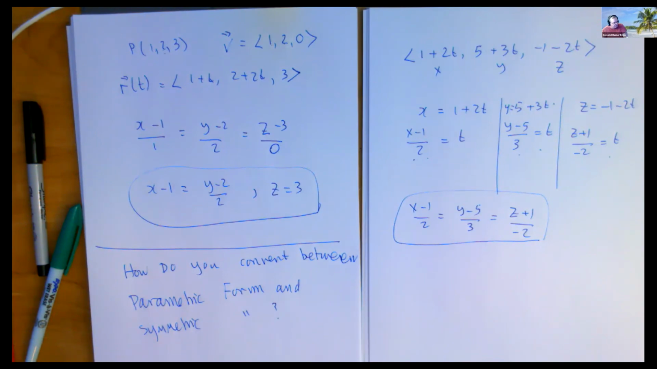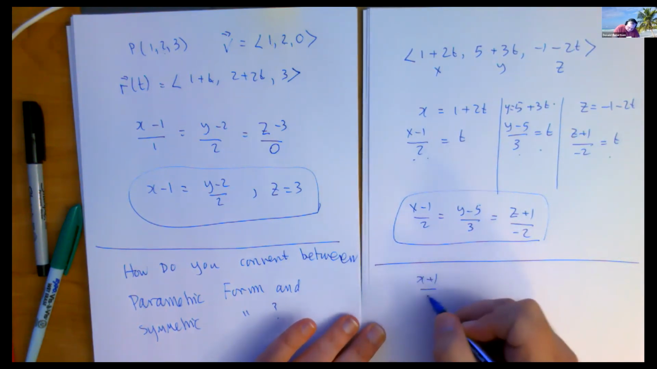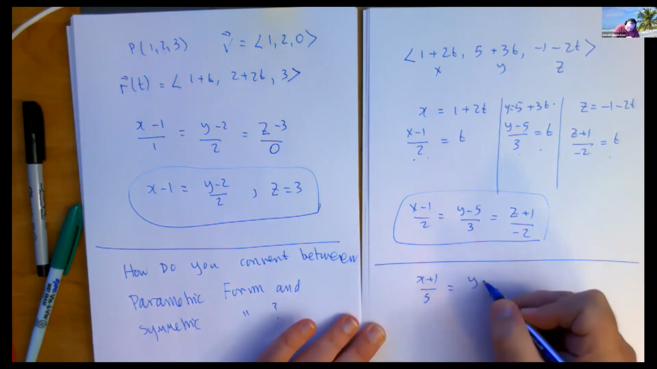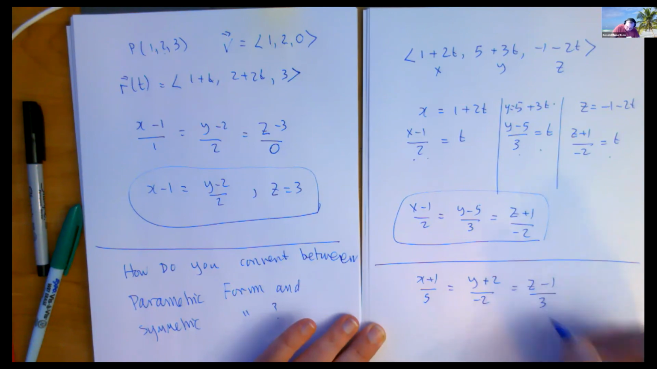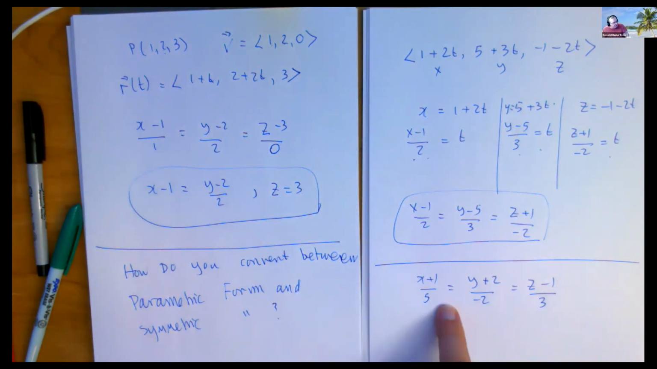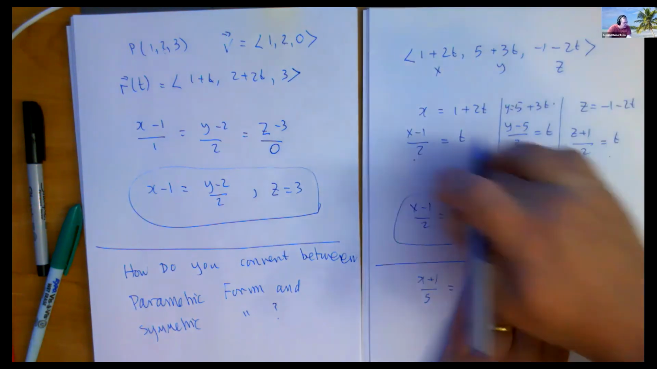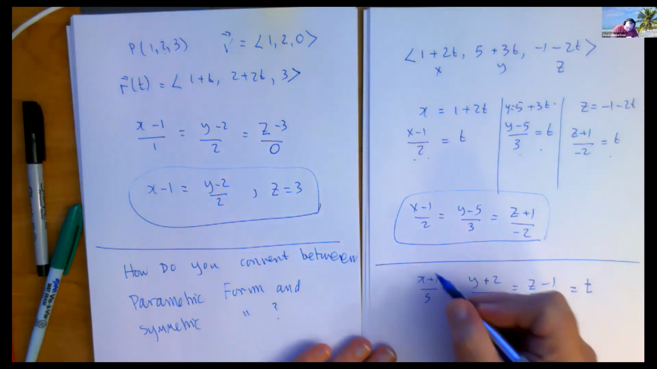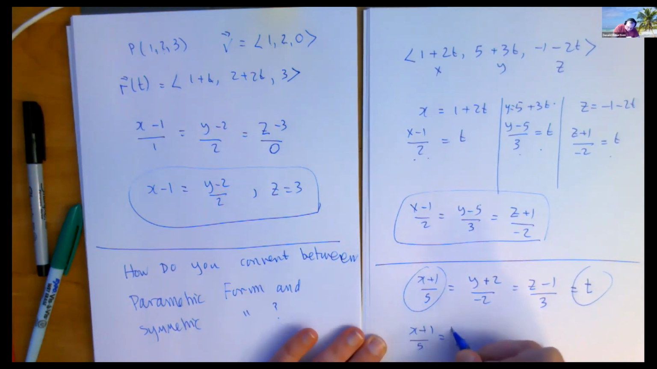That makes sense? Right, let's go the other way. Suppose you had x plus 1 over 5 is y plus 2 over negative 2 is z minus 1 over 3. Now that is symmetric form, but I would like to know what does that look like if we convert it into parametric form? Well, you just make it equal to t. And then you take each one and undo this process.